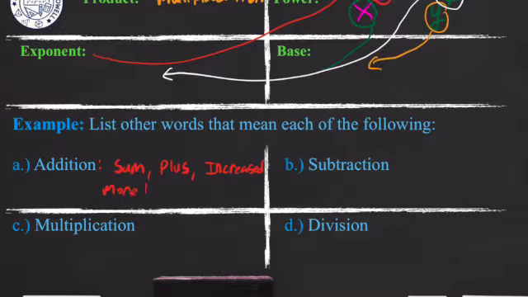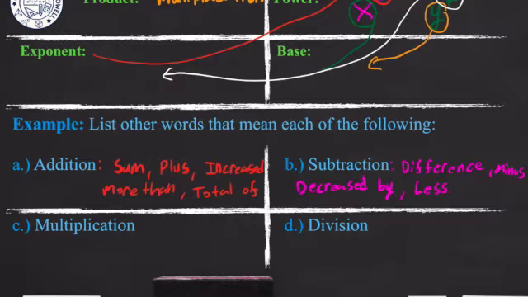We have less than. And we have take away. So those are words that mean to subtract. Difference is, of course, the result of a subtraction in an expression.